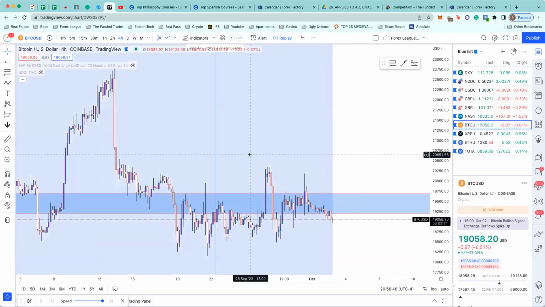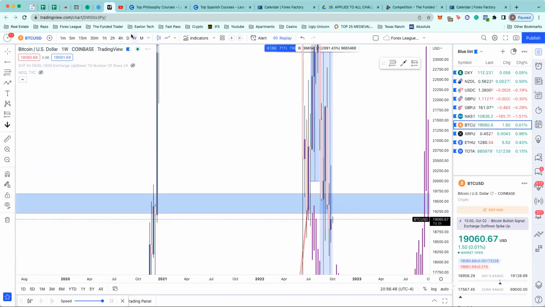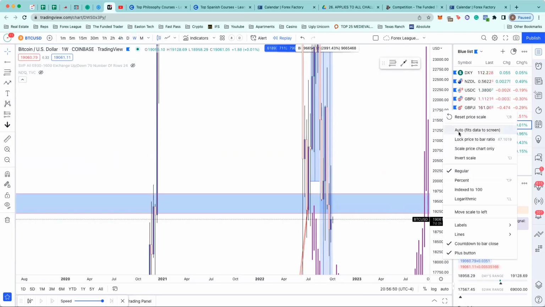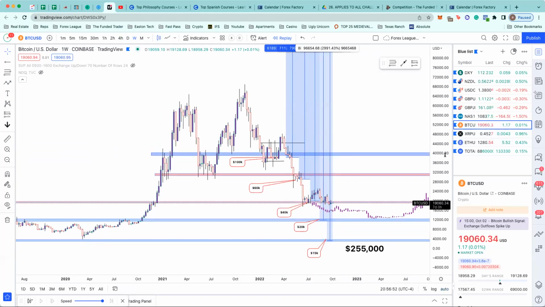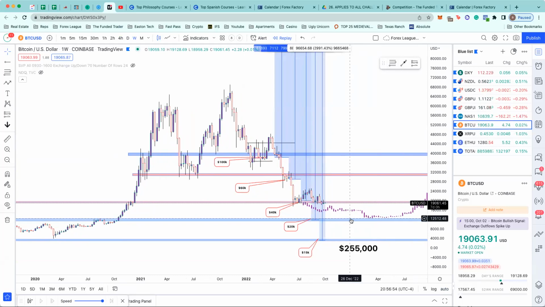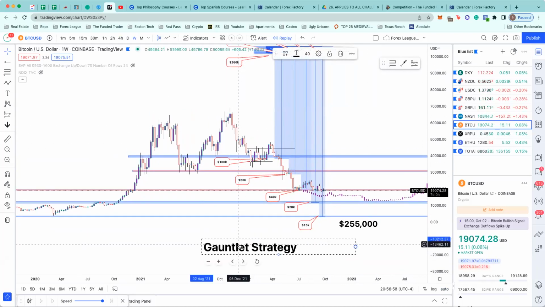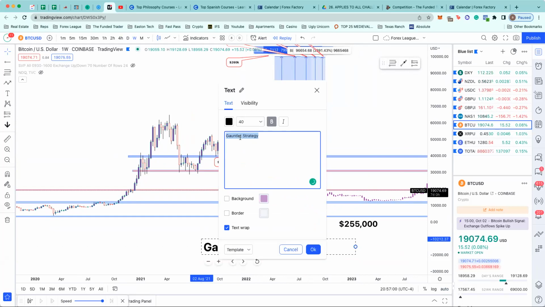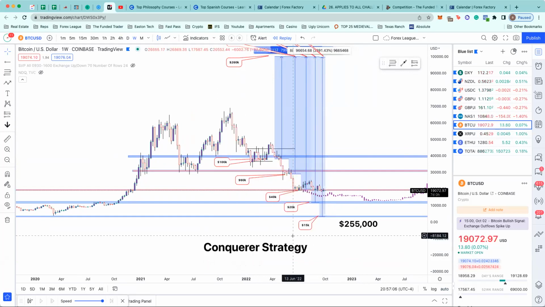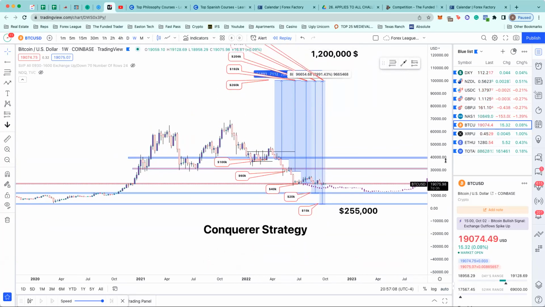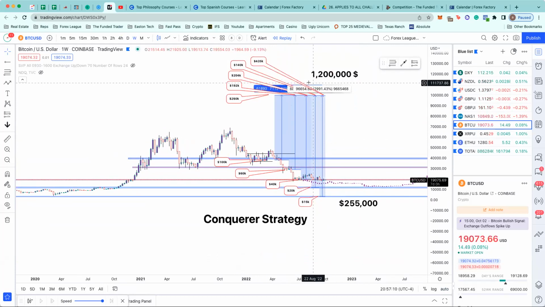So last but not least, we're just going to come over to our favorite pair, BTC. For people that have been on here before, they know that I'm currently running the strategy. So we're going to change this to the Conqueror strategy. So we'll see if this plays out. We've gone over BTC every single week.